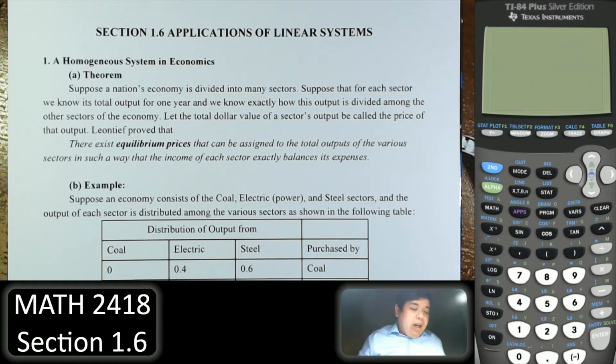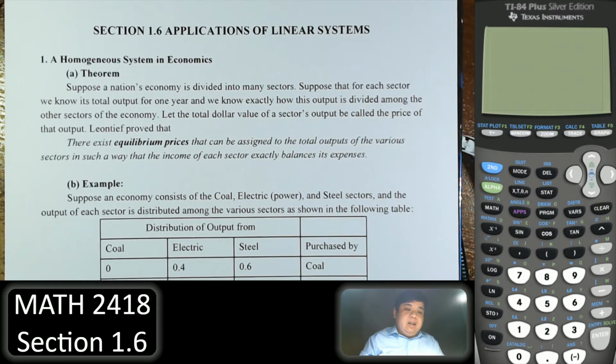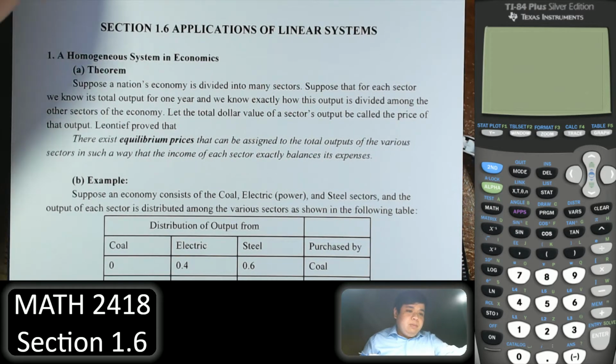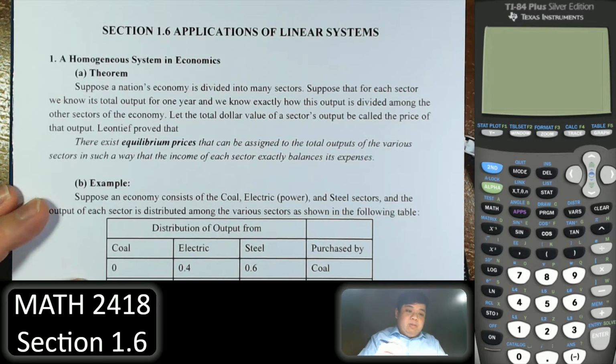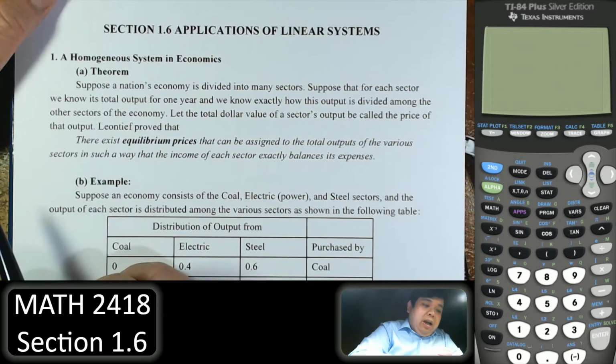Hi everybody, welcome to another video in linear algebra, section 1.6, application of linear system. In this section we only do some applications of linear systems. There will be a lot of applications in linear algebra. Here's only a few of them.